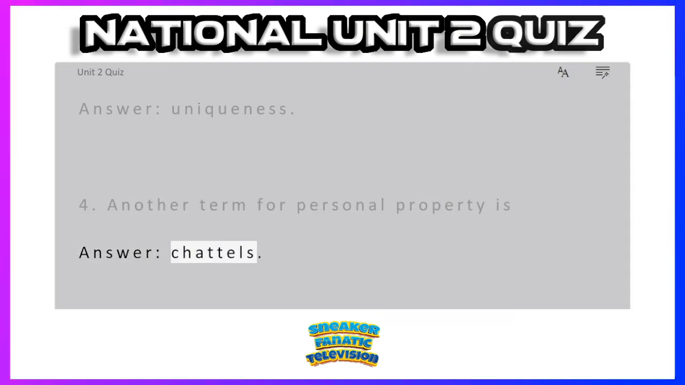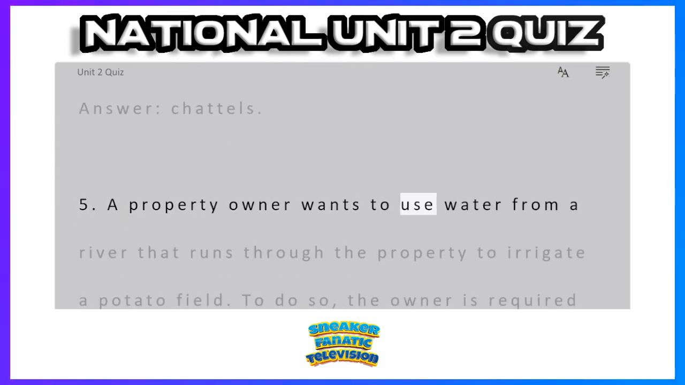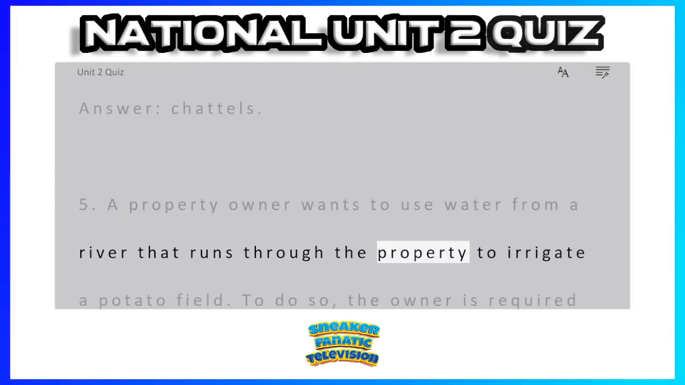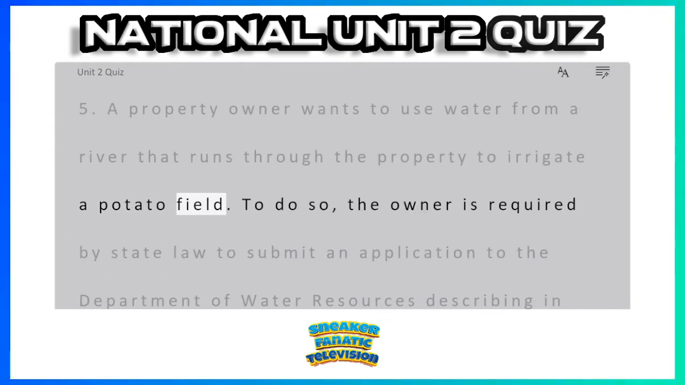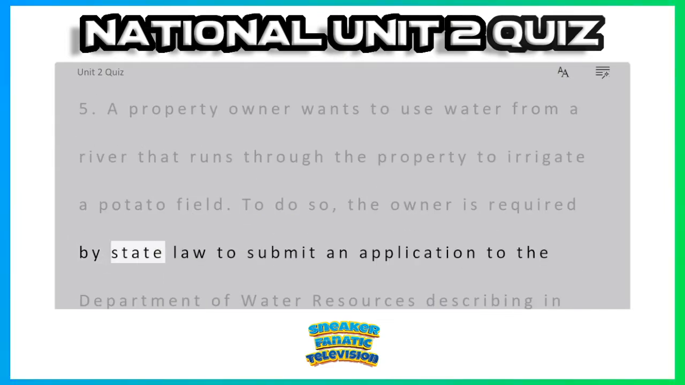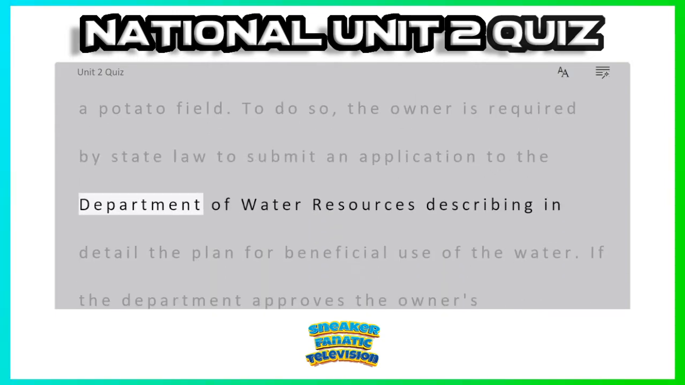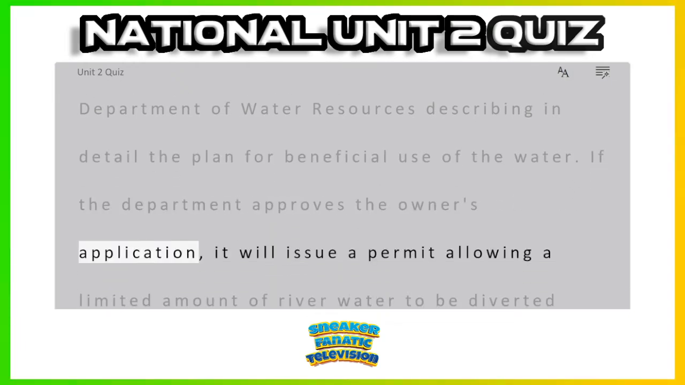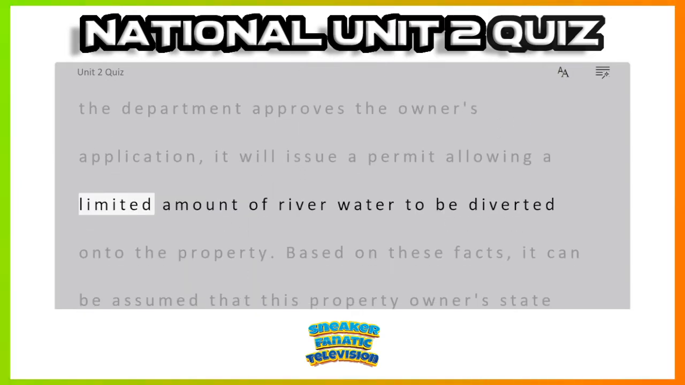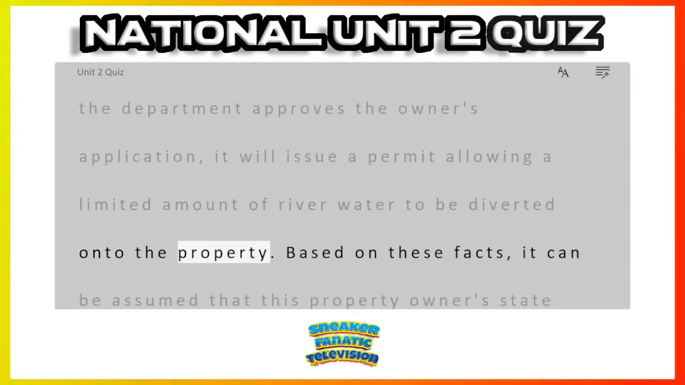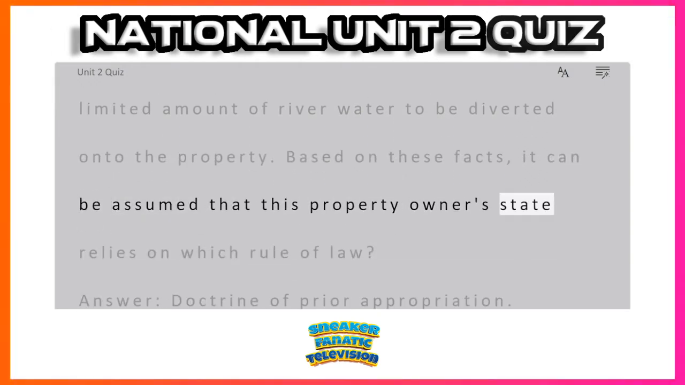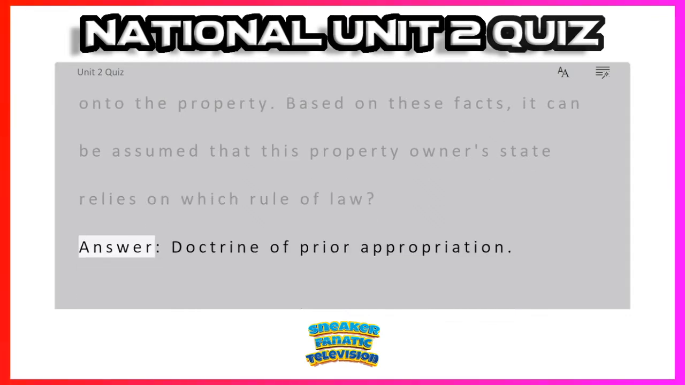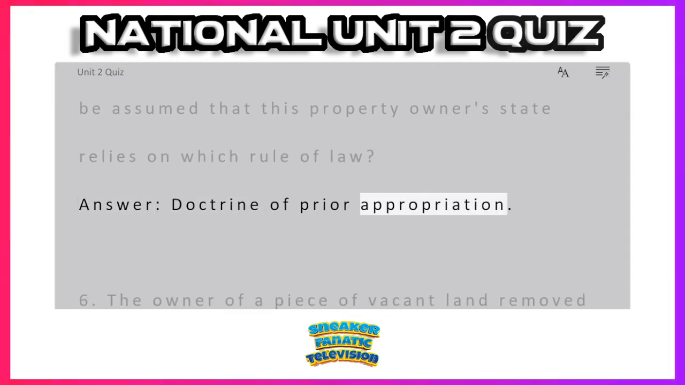4. Another term for personal property is. Answer. Chattels. 5. A property owner wants to use water from a river that runs through the property to irrigate a potato field. To do so, the owner is required by state law to submit an application to the Department of Water Resources describing in detail the plan for beneficial use of the water. If the department approves the owner's application, it will issue a permit allowing a limited amount of river water to be diverted onto the property. Based on these facts, it can be assumed that this property owner's state relies on which rule of law? Answer: Doctrine of prior appropriation.